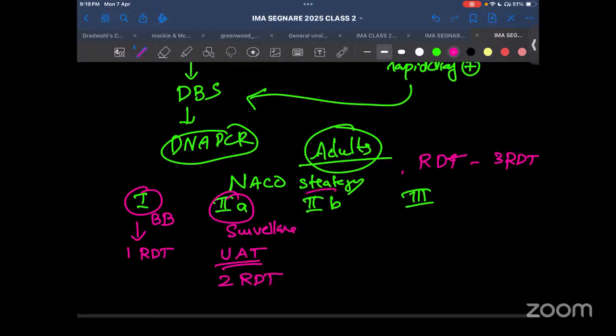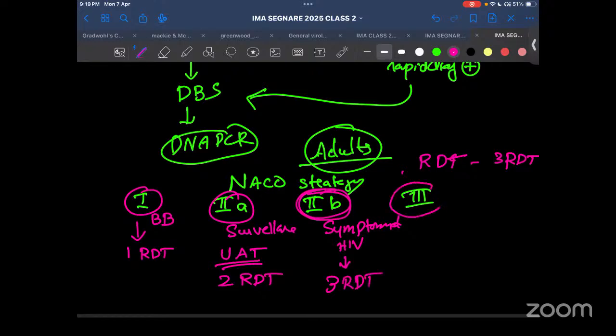Now strategy 2B is for symptomatic or suspected HIV diagnosis. So the patient is having symptoms of HIV, opportunistic infections are there. In those patients, we use this strategy 2B. Here 3 rapid diagnostic tests are used.